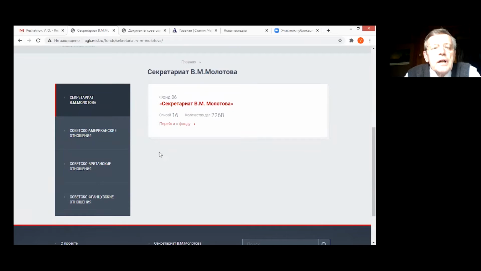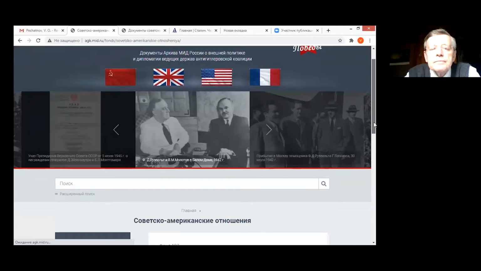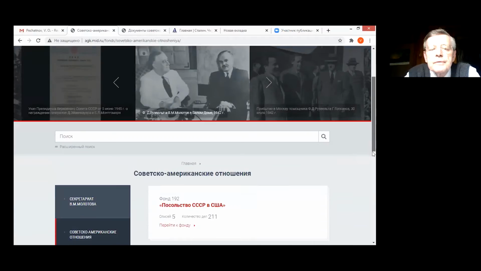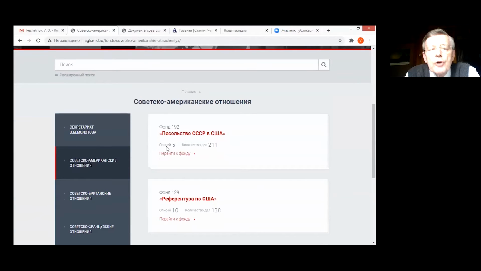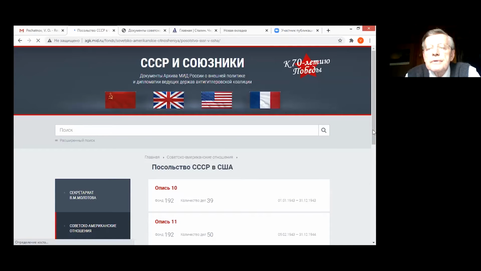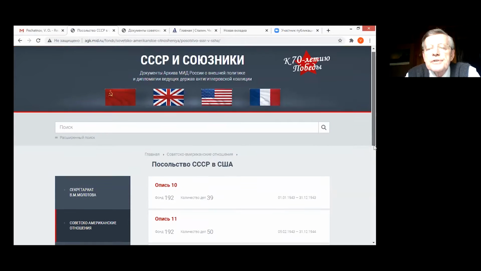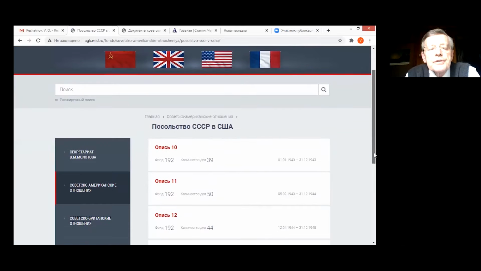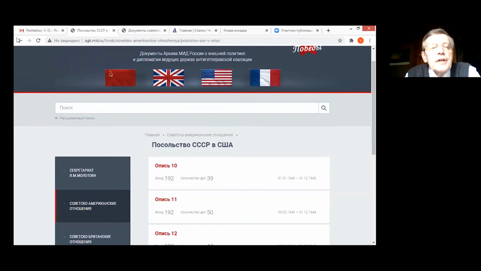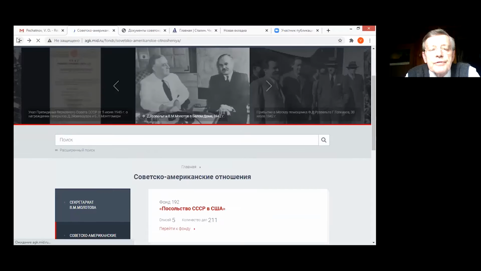And if we take, for instance, Soviet-American relations, you will have there both Molotov's fund sources to begin with. You see, you have the OPC here, the inventories, 211 individual folders. You can go to the inventories, click on any of those folders and see the originals in facsimile versions. Well, there are 2 main collections in addition to Molotov's fund. You have 2 other holdings.